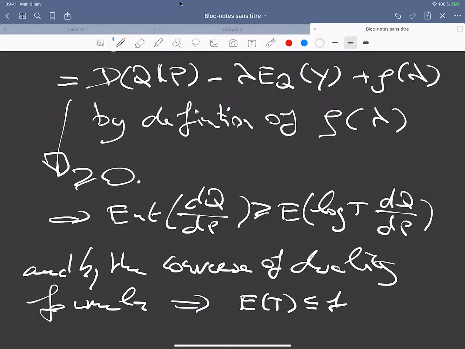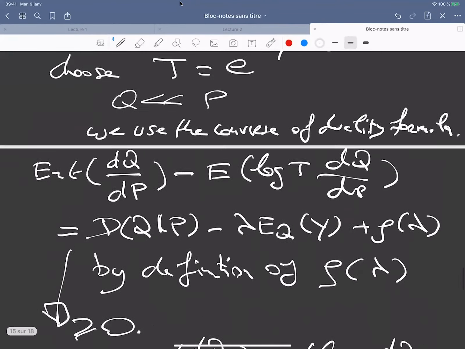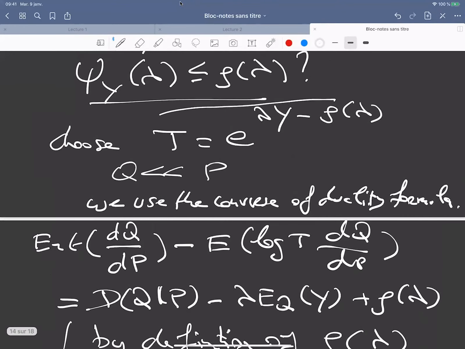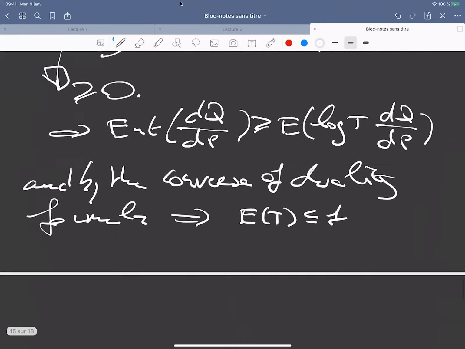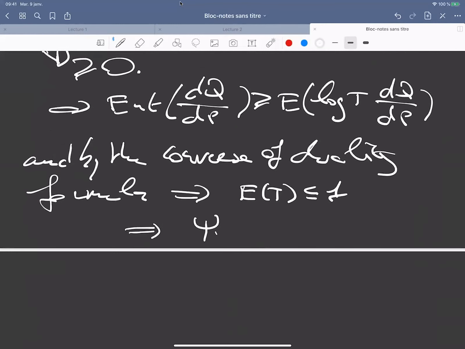And expectation of t has to be less than 1. What does it mean? Look at the definition of t. The definition of t is here. If I say that the expectation is less than 1, this tells us that psi has to be less than rho. And the proof is over because we have proved the two inequalities at the same time, that is rho larger than psi and psi larger than rho. So rho is equal to psi. And the duality formula is proved.